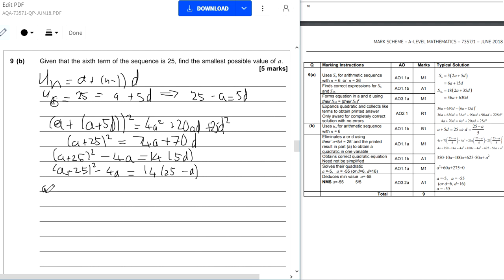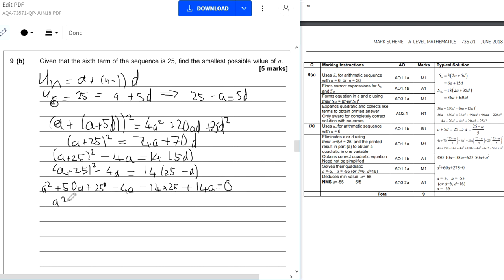a² + 50a plus, I'm just going to write this as 25² because I can't be bothered to expand it, and it's going to be a constant I can just plug into my calculator. Minus 4a, minus 14 times 25, same reason. Be careful here, it's minus 14(25 − a), so it's going to be plus 14a equals 0. And it's a quadratic when you simplify it.